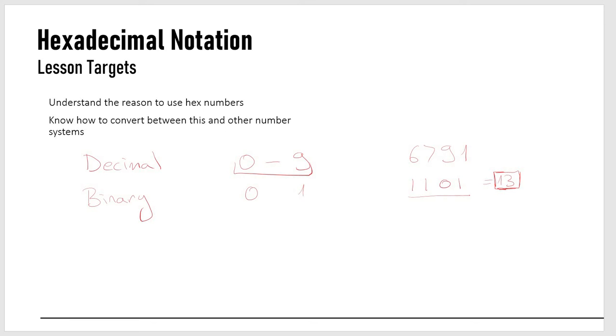Now with hexadecimal numbers, I'm just going to write hex like this. Hexadecimal numbers use a total of 16. So binary uses 2 symbols, decimal uses 10 symbols, like this. Hexadecimals use 16. They use the numbers 0 to 9, and then for the values above 9, it uses the letters A to F, like so.